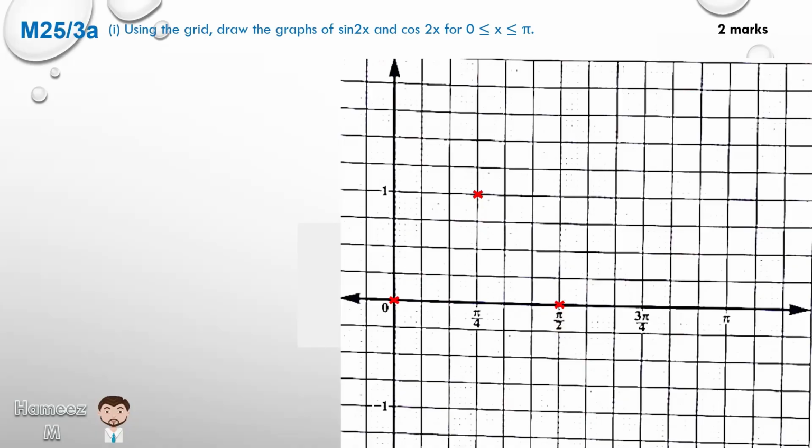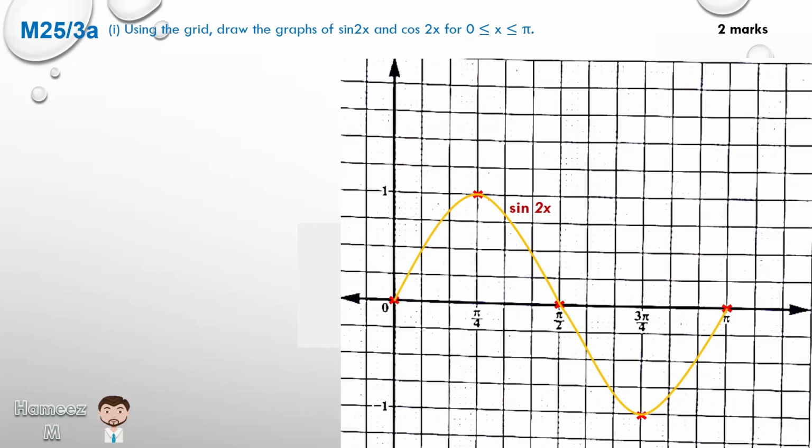When x is 3π/4, we multiply by 2, we get 3π/2, which is 270 degrees. And sine is only positive in the first and second quadrants. As such, when it is at 3π/2, it means that it's negative. So we have negative 1. We can use our calculators to get these values. And finally, when x is π, 2π is equal to 360, which is the same as 0 degrees. So sin of 0 is 0. So let's connect the points so we can see the sin 2x curve.